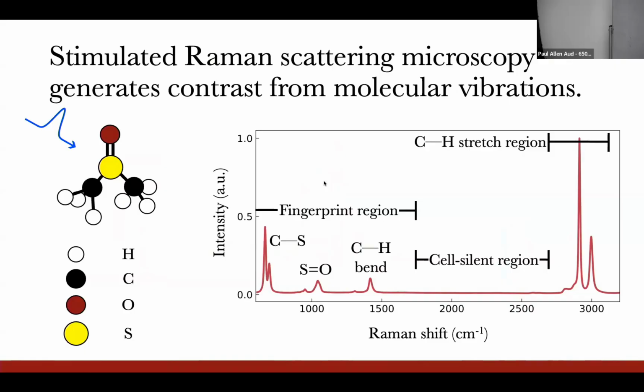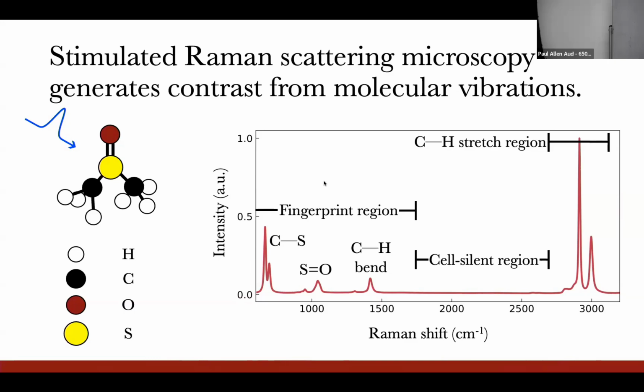In the low energy regime, below about 1,800 wave number, excuse me, we have the fingerprint region. So called this because different vibrational groups will vibrate here with characteristic frequencies. So you can see the carbon-sulfur symmetric and asymmetric stretches, as well as this sulfur-oxygen stretch.